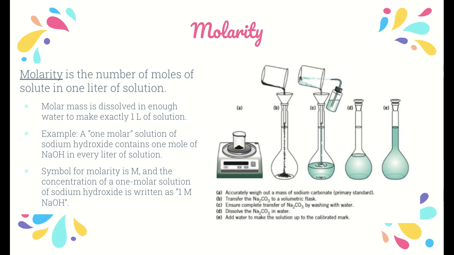Your molar mass is dissolved in enough water to make exactly 1 liter of solution. So you need to first find the mass that you're going to be dissolving. You're going to calculate that. I'm going to show you those equations in a second. So you would calculate the mass of solute needed to produce whatever molarity solution you need. So you would weigh that out. You put that in your volumetric flask. If it needs to be dissolved ahead of time, you can do that and then put it in just a little bit of water or whatever your solvent will be. And then you start filling it up.